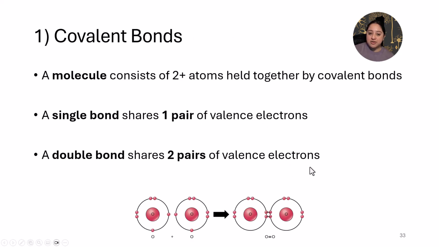But some atoms can also share two pairs. So a double bond shares two pairs of valence electrons. So in this figure here at the bottom, if these two oxygen molecules kind of rearrange stuff and come together, they're sharing two pairs of electrons. And so they technically complete their valence shell, because now this oxygen on the left has 1, 2, 3, 4, 5, 6, 7, 8. And then the oxygen on the right, the same thing. Now it has 1, 2, 3, 4, 5, 6, 7, 8. So they're each happy sharing those two pairs.